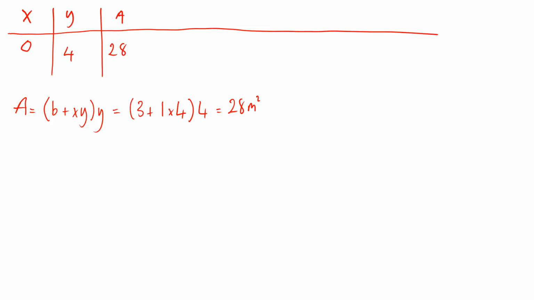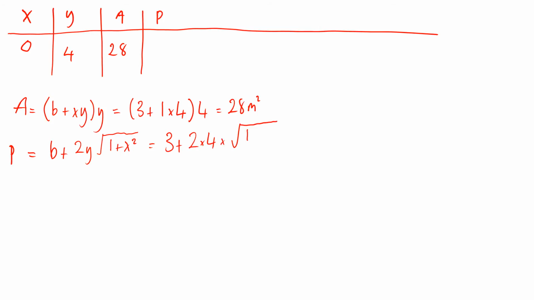P, which is the wetted perimeter. Again, you need to know the equation for wetted perimeter is b plus 2y square root 1 plus x squared, and that gives you 3 plus 2 times 4 times square root 1 plus 1 squared, and that gives you 14.31 meters. So the value here is 14.31.